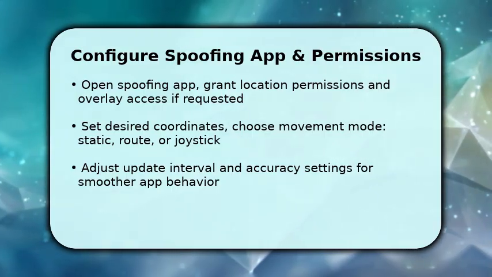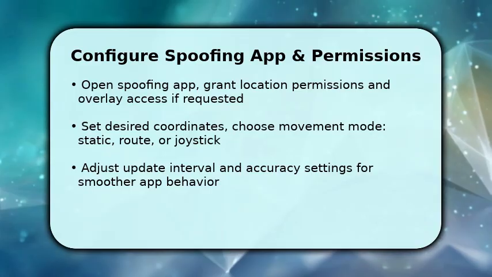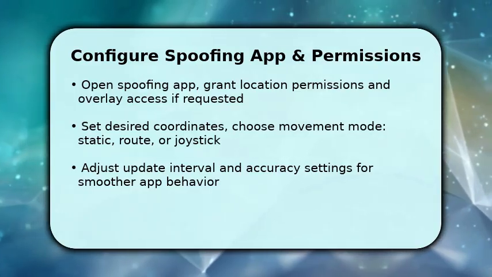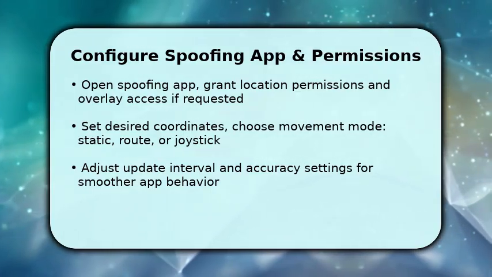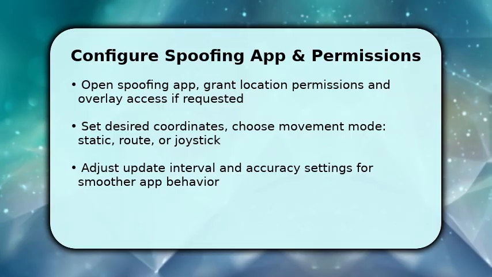Adjust the update interval and accuracy to balance realism versus battery drain. You do this because apps may flag unrealistic jumps. Smoother updates reduce detection risk.